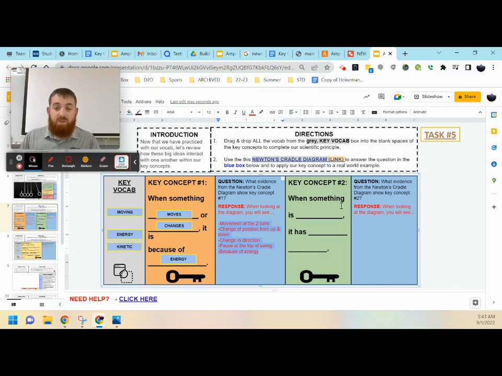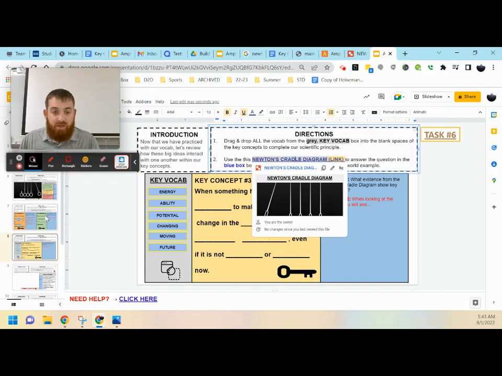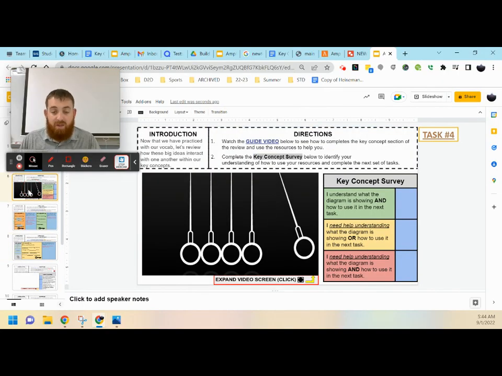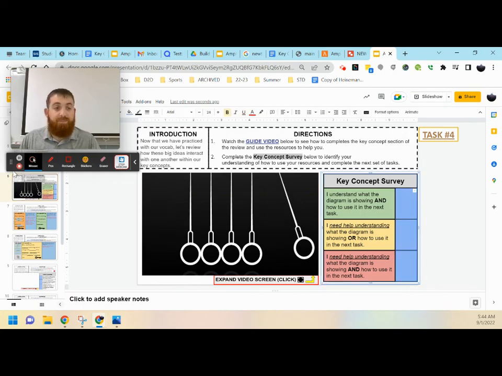Your job is going to be to go through and complete that for the other set of tasks, tasks 5 and 6, using those diagrams if you need. Remember, you can always check the help button to double check your key concepts to make sure they're accurate. If you have questions, reach out. Otherwise, make sure you complete your survey. Good luck.